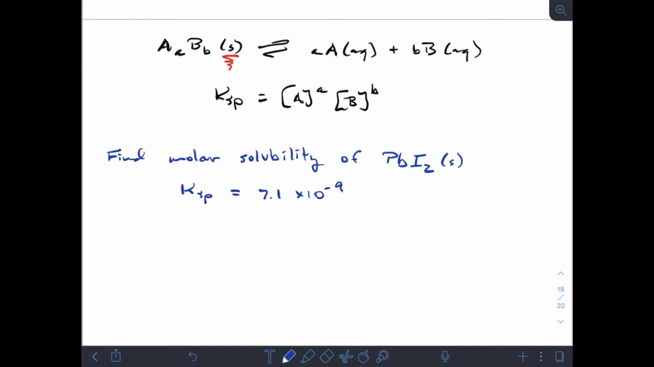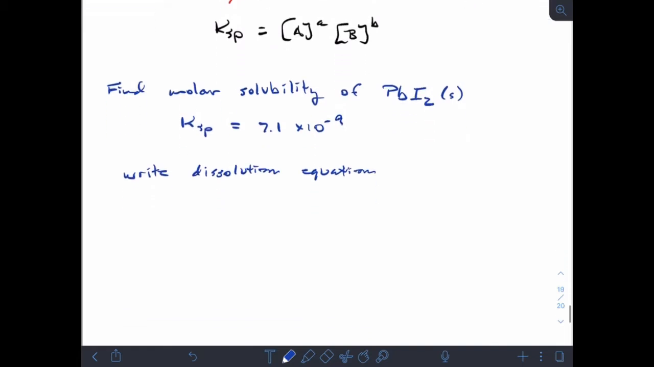Okay, so we write the definition reaction for this. Write the dissolution equation. Okay, because Ksp is related to a solid coming apart. So we need the dissolution equation for lead iodide. So PbI2 becomes Pb2+ plus 2 I minus.